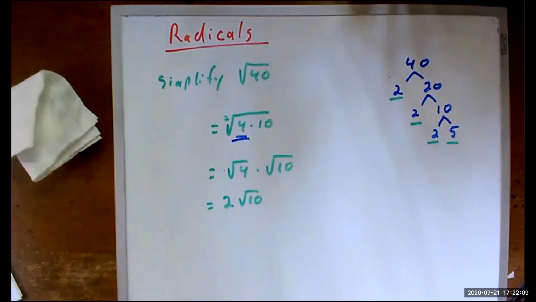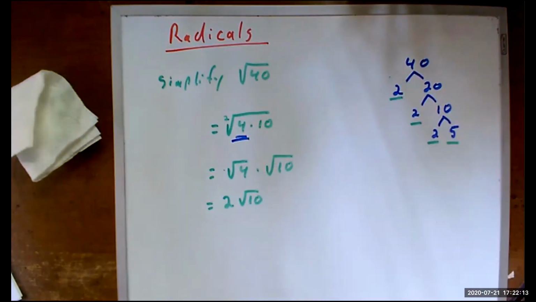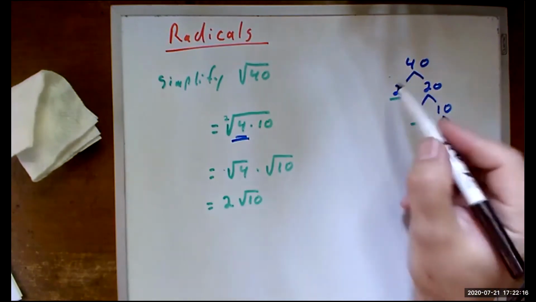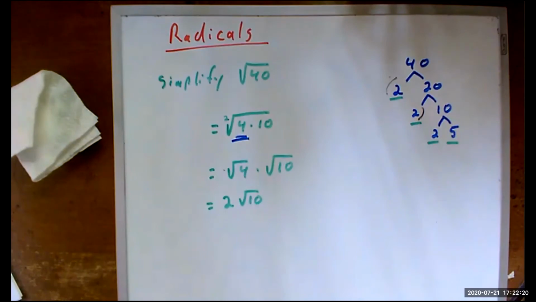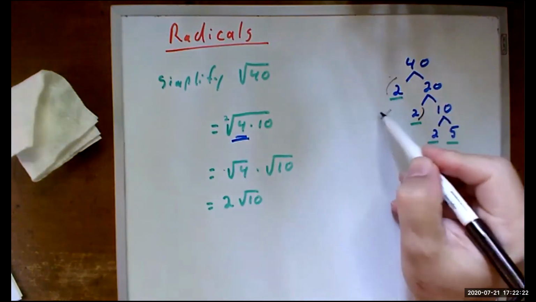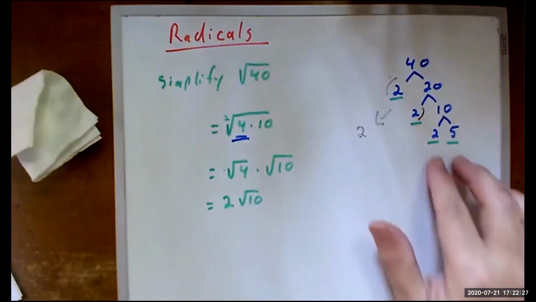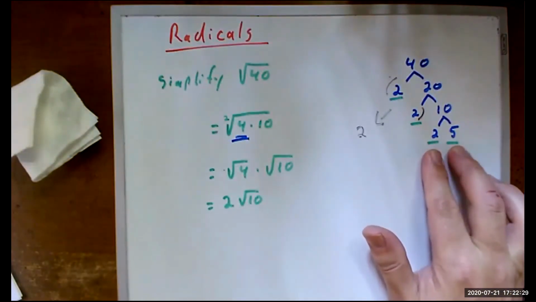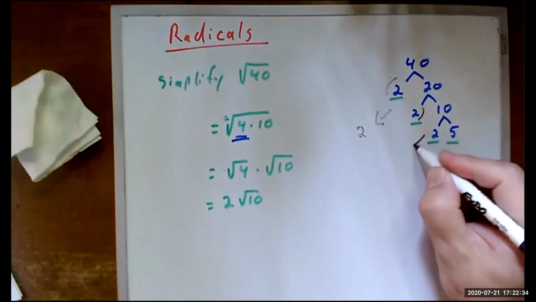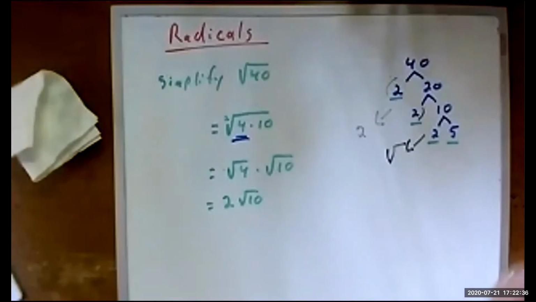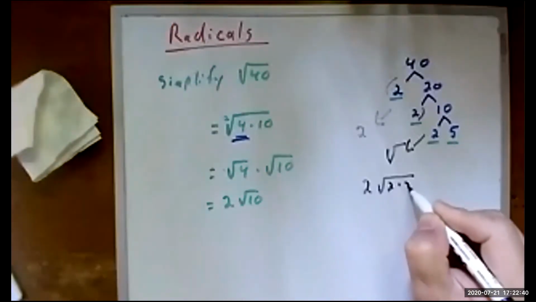Ultimately, these are the numbers that I'm interested in, the ones at the end of the branches, and I'm looking for pairs of numbers. Because of the implied 2 there, I am looking for pairs of numbers. There's a pair of 2s, so I can bring those out and just call those one of the 2s. I have no other pairs, so these numbers stay inside my radical.